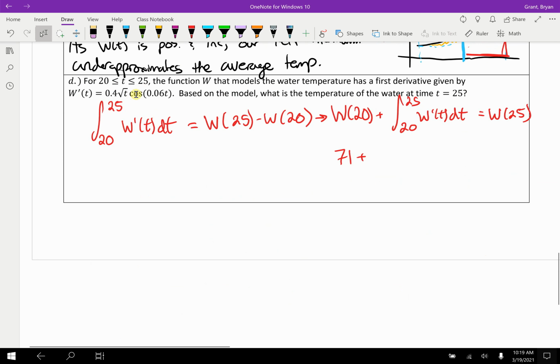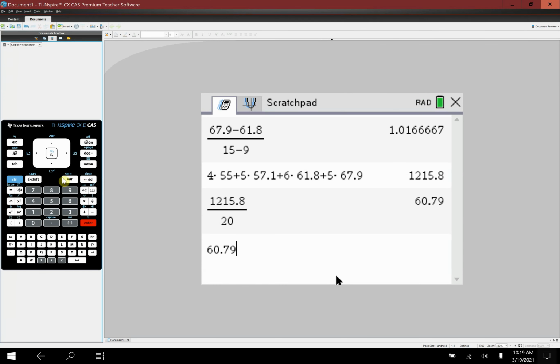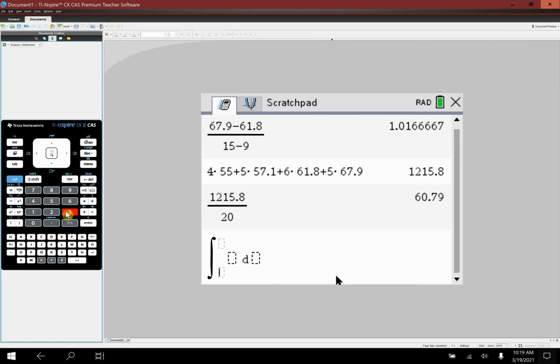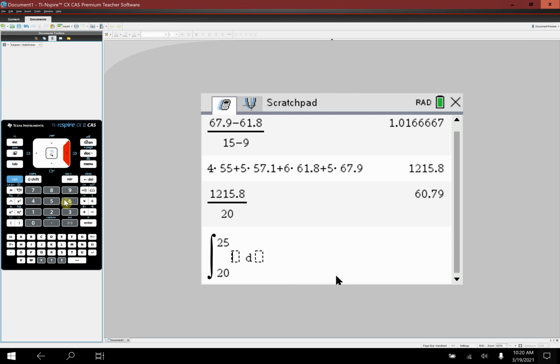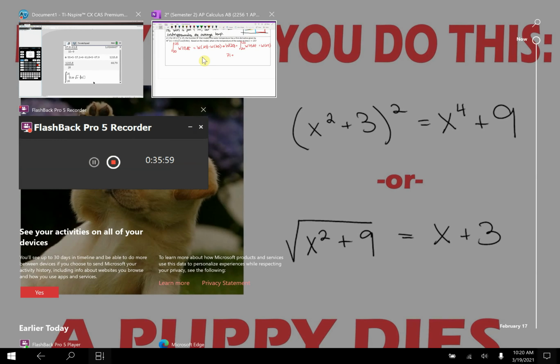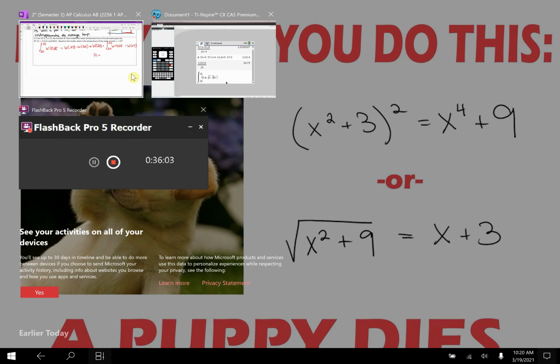I see a trig function. Make sure you're in radians instead of degrees. And let's go ahead and take a look. So we're going to clear this guy out. Menu, calculus, integral. We're going from 20 to 25. And then I don't have this function built in. It was 0.4 times, I don't know, square root of something, I think. Maybe the square root of x. And then make sure you get out of that square root. And let's see how bad I screwed this up so far. 0.4 square root of x cosine of 0.06x.